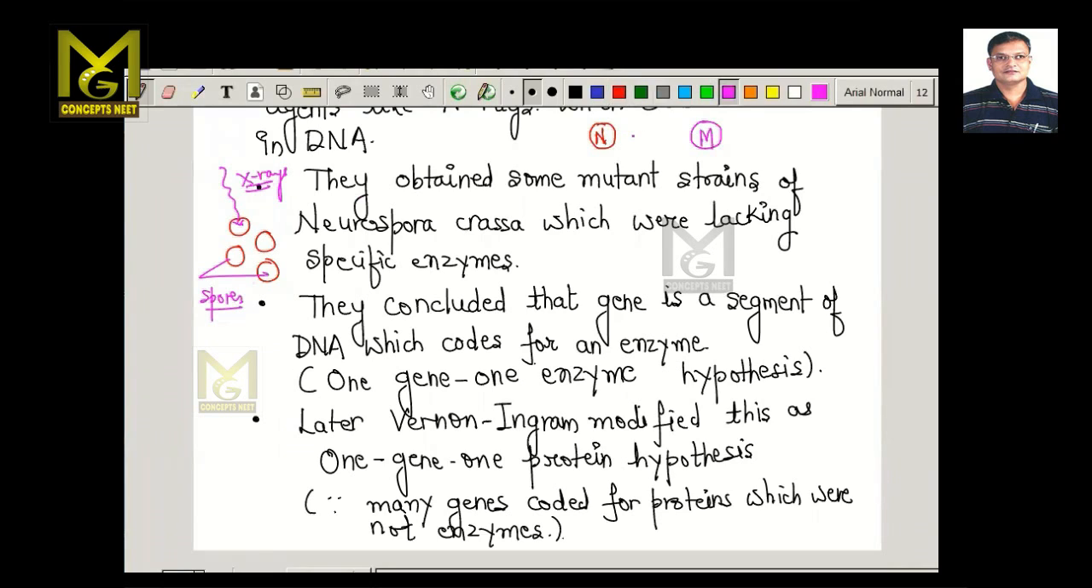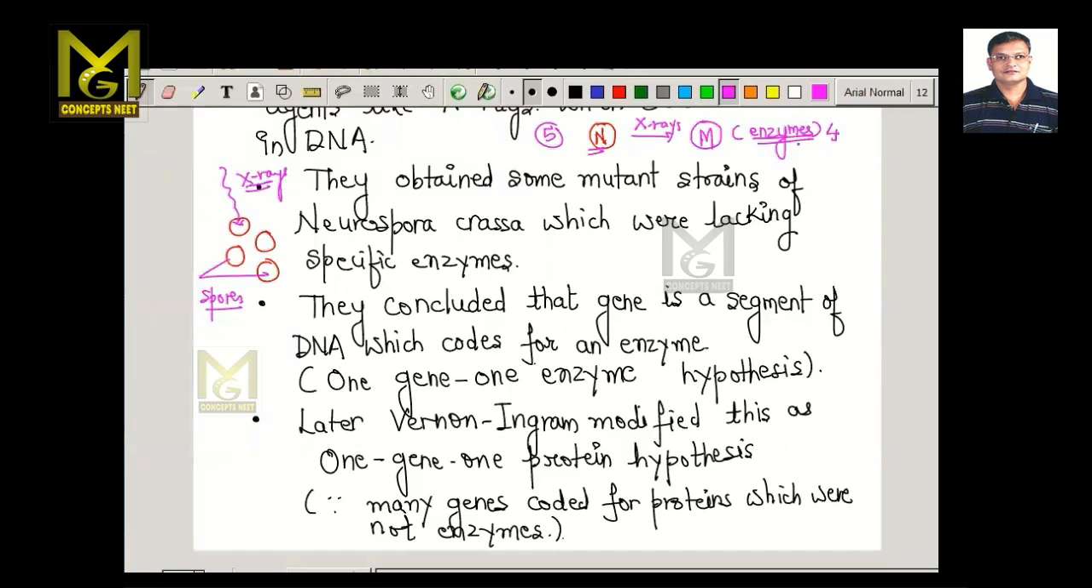That means if a normal spore was exposed to X-rays, it became a mutant spore. Now in that case, it was found that this mutant spore was lacking some enzymes. So some enzymes were lost. For example, all 5 enzymes were present in the normal case. After that, this mutant type of spore contains only 4 types of enzymes. This is just an example to make you understand.